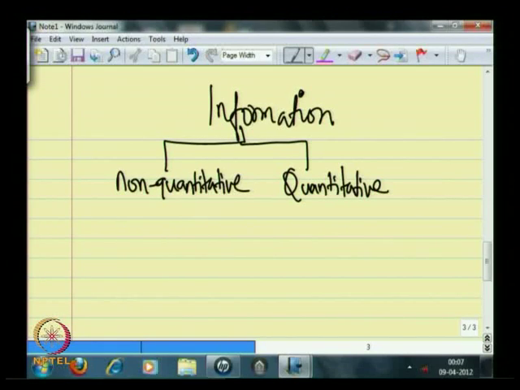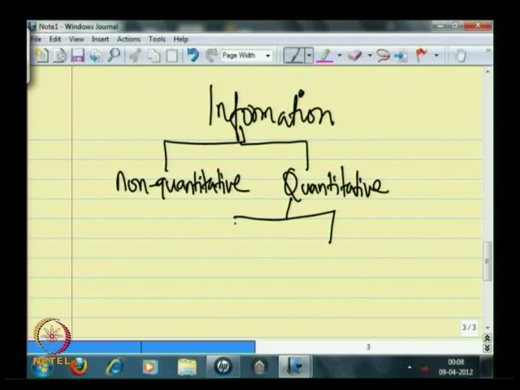I am more interested in quantitative information. I am not interested in non-quantitative information. What could be non-quantitative information? It could be that the CEO's interview appeared in a newspaper, or the visual advertisements of the organization are available, press releases. This is also information about a business organization, but it is more qualitative, or rather non-quantitative. And hence, an accounting system need not really capture these types of non-quantitative information.